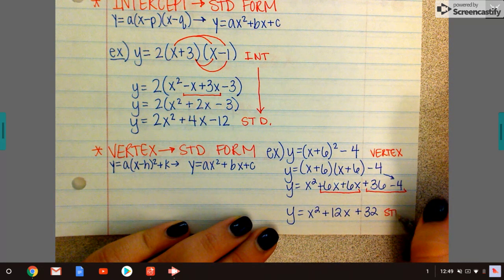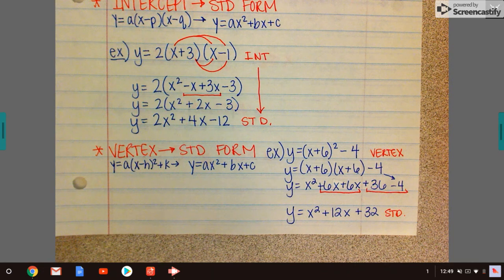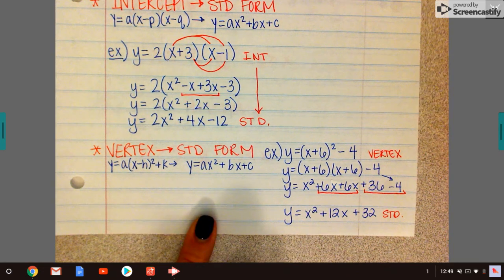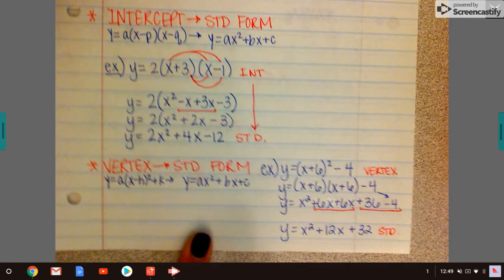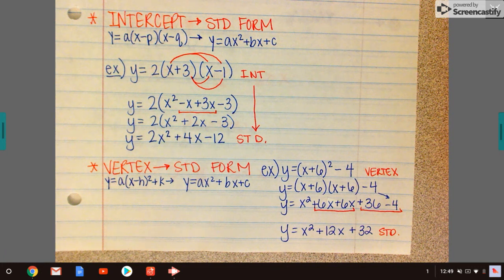to standard form. So on both of these, you're able to quickly switch to standard form if you just multiply out any of the terms you have. So that is the end of our section 1-2 notes. We were able to do it in 3 different videos. The first one was looking at graphing from vertex form, the next one graphing from intercept form, and now this one is converting with both of those forms.